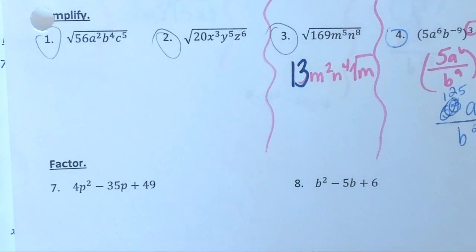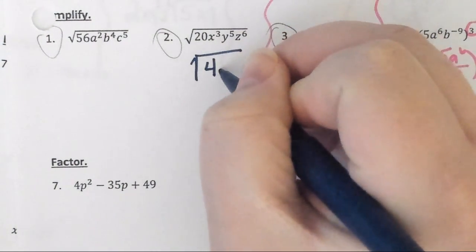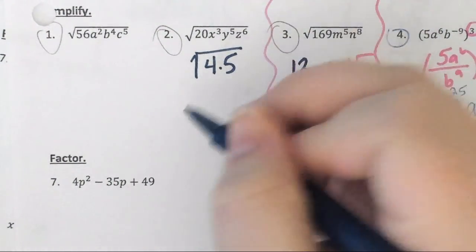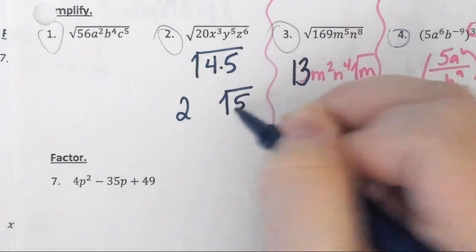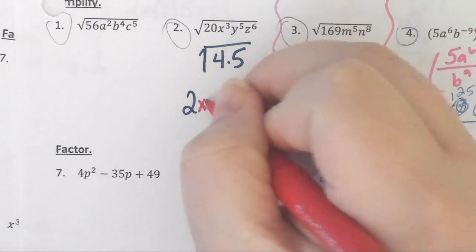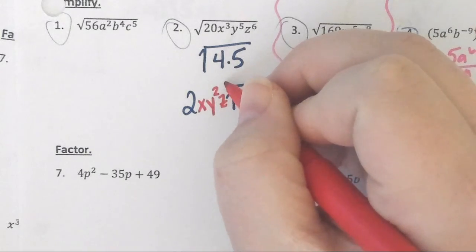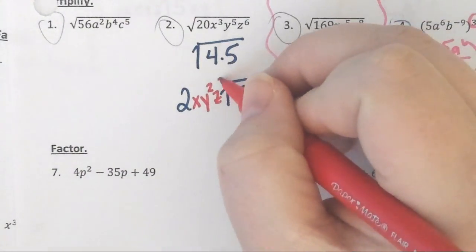Okay, 4 and 5. If it's 4 and 5, then what's left over and you can get your point. XY squared. Z to the 3, and then what's left over, Drea?